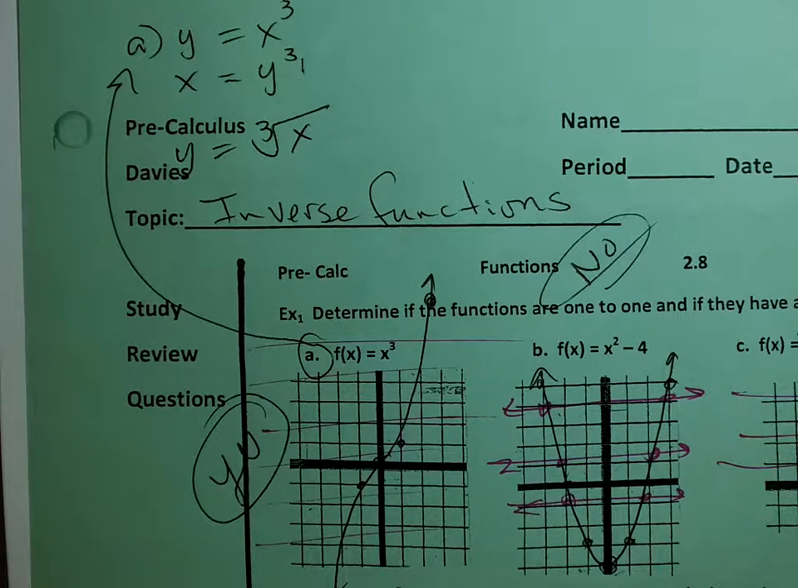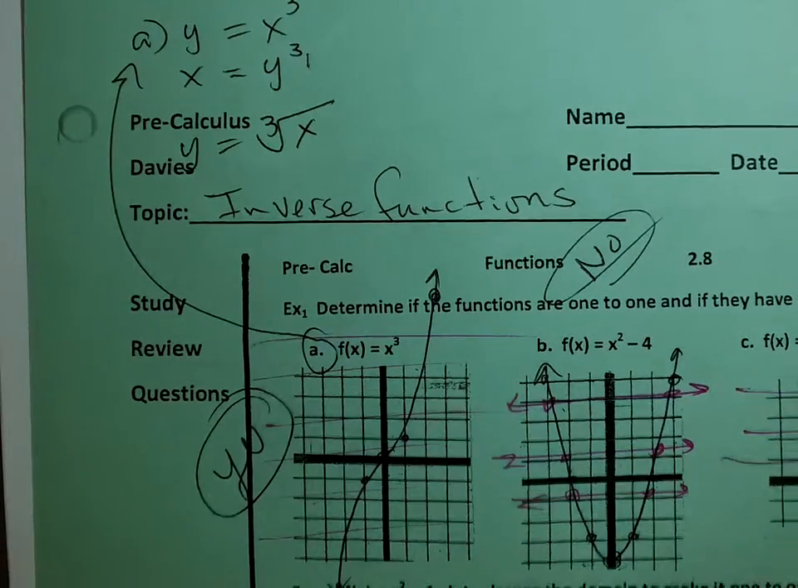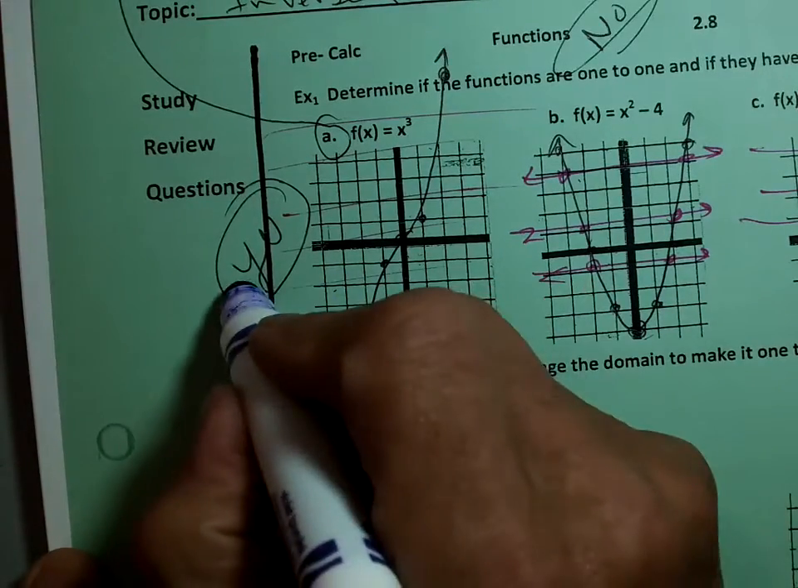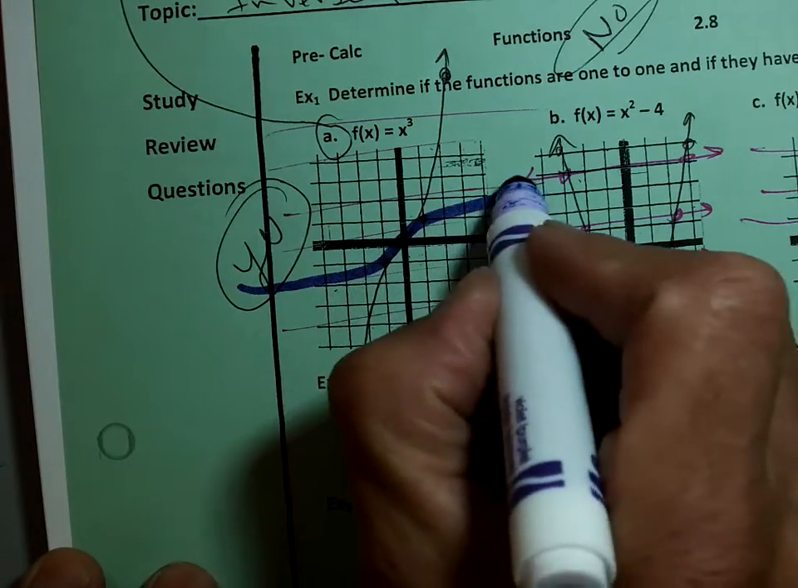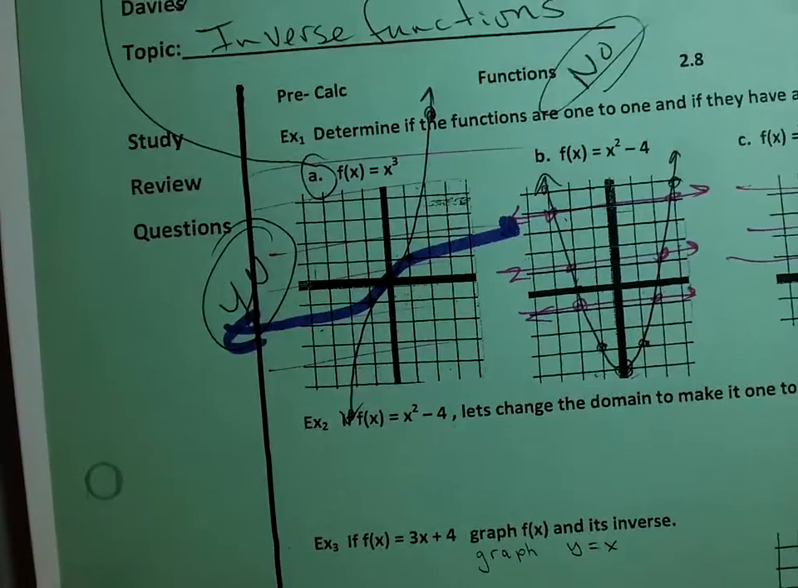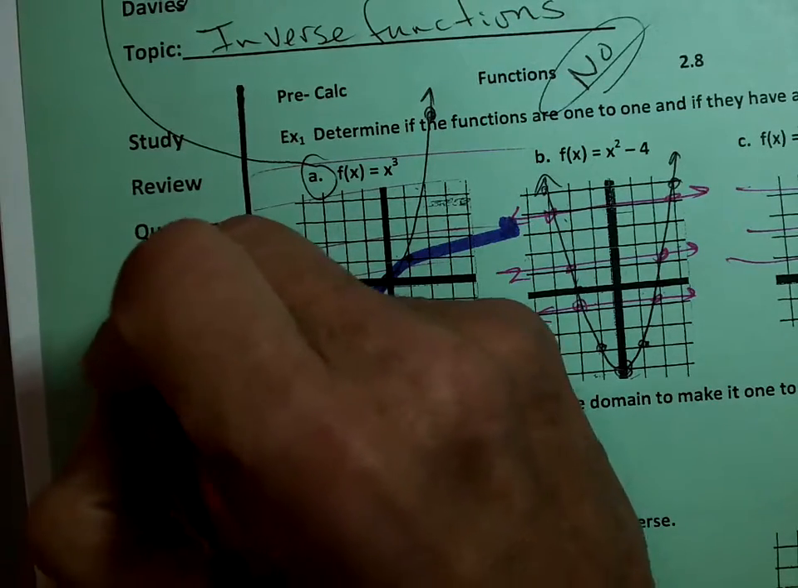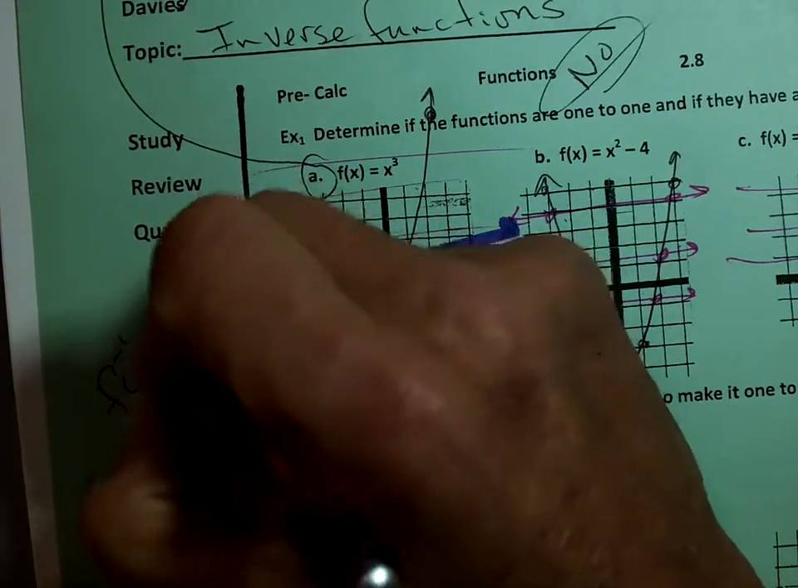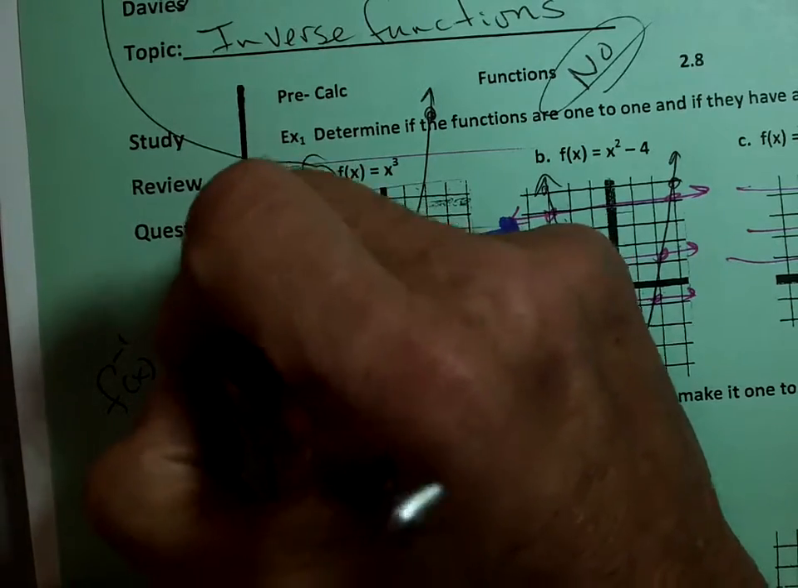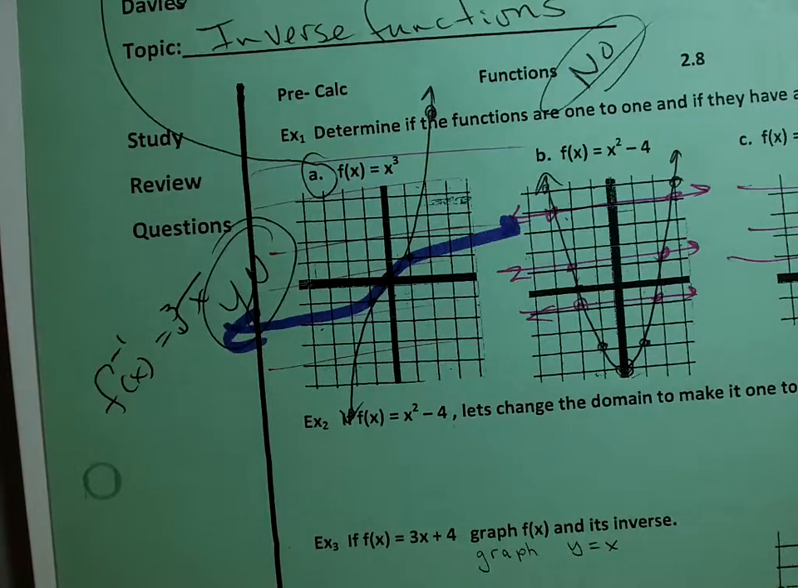That's the inverse. Now if we were to graph the inverse equation, it would look like this. I'm going to graph this down below. And that is my f inverse of x equals cube root of x. And we've graphed those before.